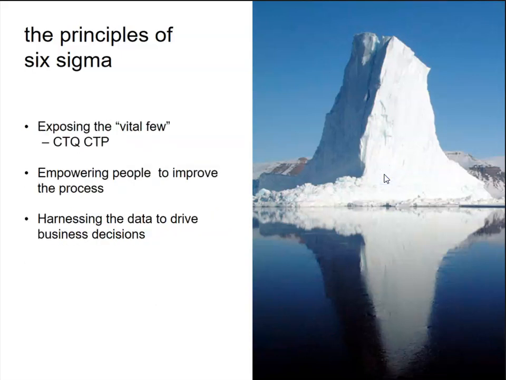What we've been going through over the last couple of weeks here is exposing the vital few from the useful many, finding out what are the critical to quality and what are the critical to processes, and focusing on those and making sure we hit those. That is one of the principles of Lean Six Sigma. And then empowering people, employees, stakeholders, and all such to improve the process. We're not just using the people as cogs to the machine. And then harnessing the data to drive business decisions.